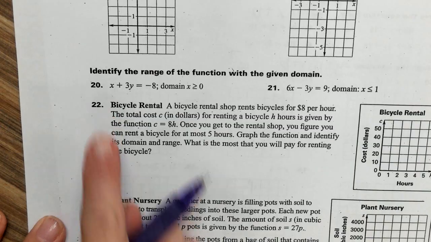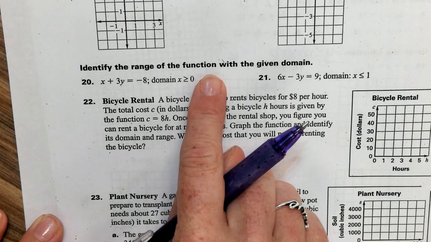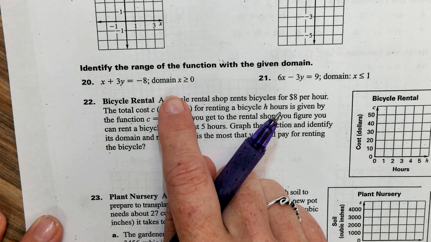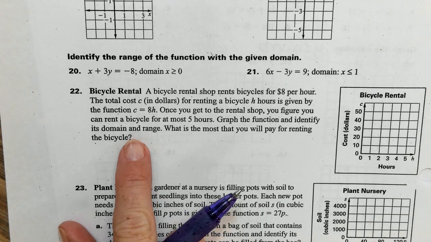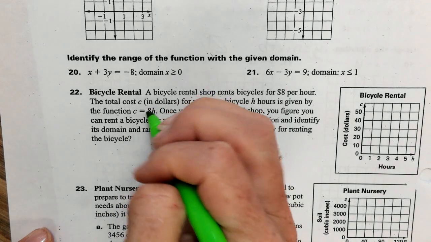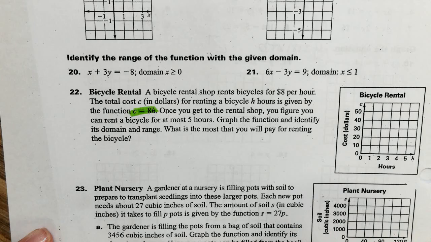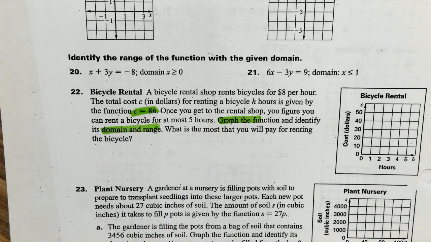On the back, you're just going to do 20 and 21. It wants you to identify the range of the function without a graph. If you need to graph it freehand somewhere just to see what it would look like, you can. Okay? And then you're going to do number 22. They gave you the function. Everybody look. And then they want you to graph it and identify the domain and range. Yes? Awesome. You don't have to do 23 and 24.